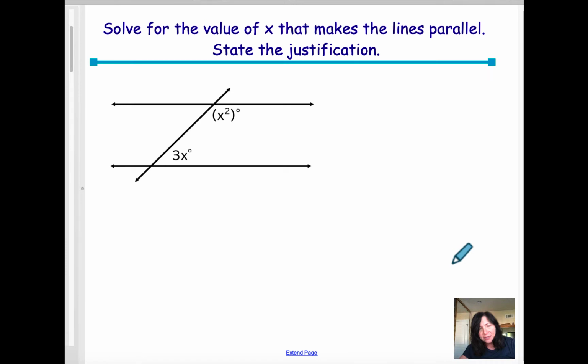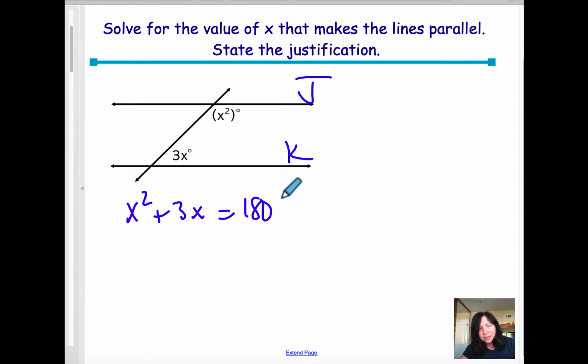Again, this one is a little bit tricky. What would make those two lines parallel? Why don't we just use J and K, since we've been using that for the last several problems. If J is parallel to K, then these angles would be supplementary, which would mean x squared plus 3x equals 180.